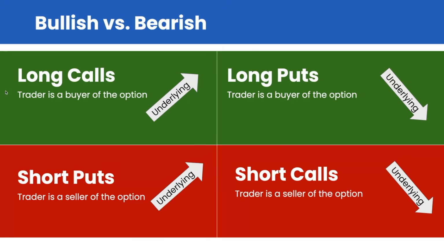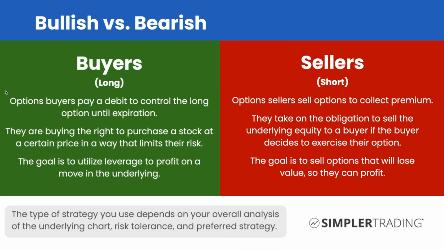When you're short calls, the trader is a seller of those calls, and they are doing that with the intention that the stock will go lower, so that those calls that they sold, they are able to then keep the full credit for those calls. Buyers, long options buyers, pay a debit to control the long option until expiration.